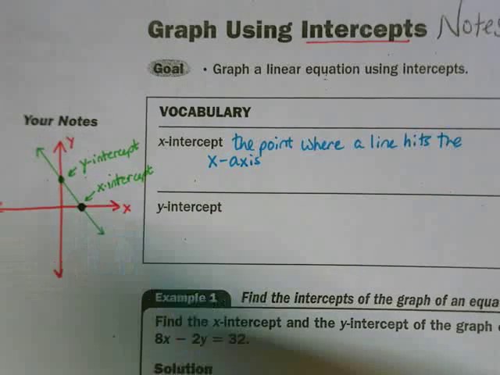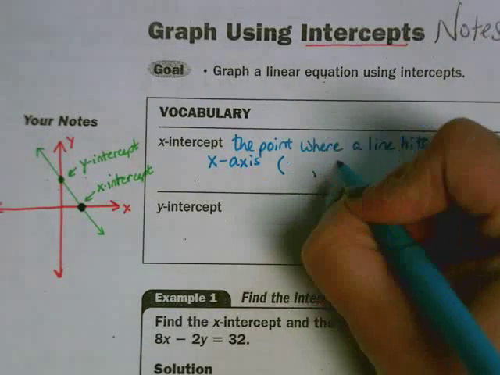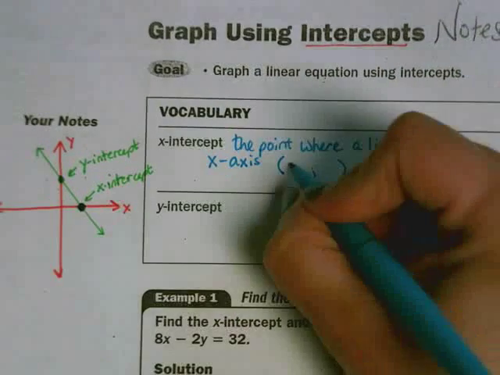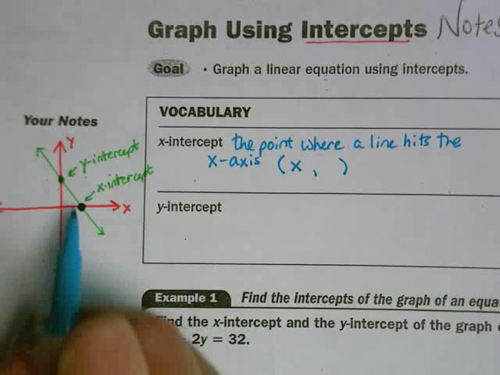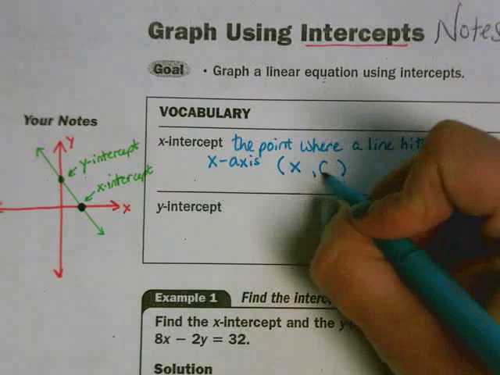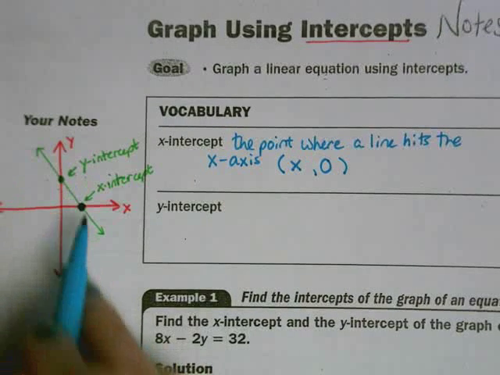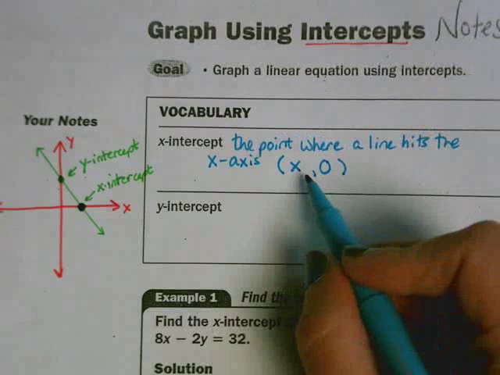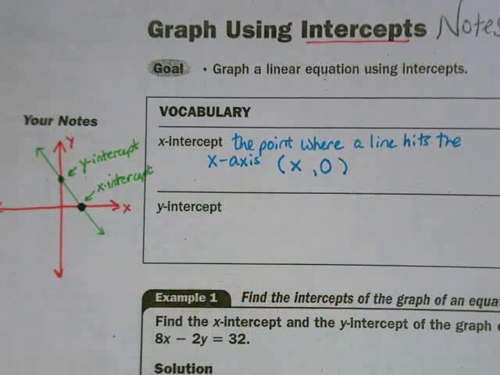It's going to be side to side something. We don't know what that something is, side to side some amount of x, but are you going to go up or down at all? No, the up or down, the y, is going to be 0. So the x-intercept is something comma 0. It means the solution to the equation, the y is always going to be 0 for that particular solution.